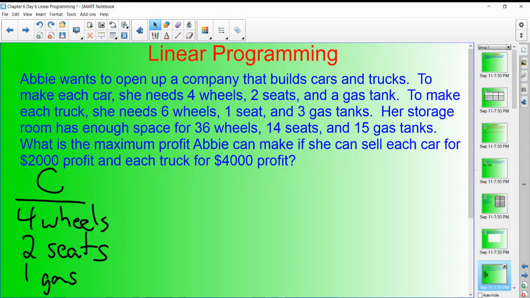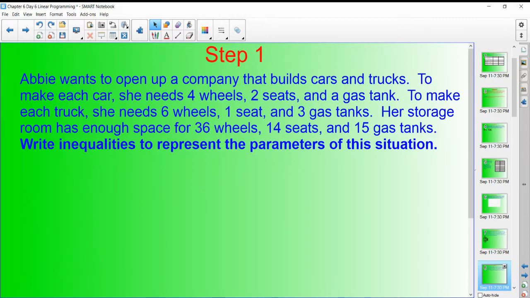What's the maximum profit she can make if she can sell each car for $2,000 profit and each truck for $4,000 profit? But the first step we're going to see is we got to write some linear inequalities to represent the parameters. So what are our restrictions? I can't just make 100 cars and 300 trucks. Okay, I'd run out of all the materials.